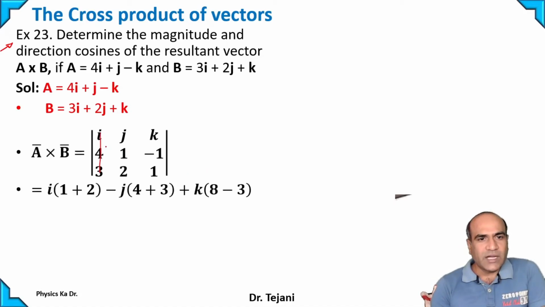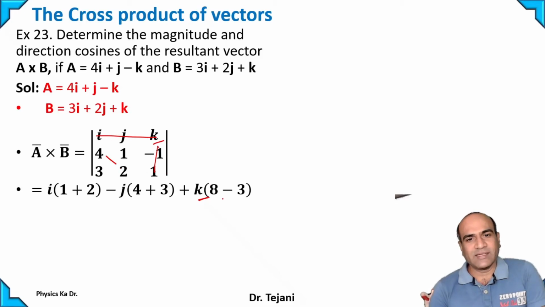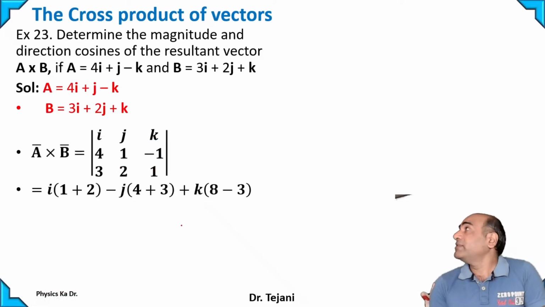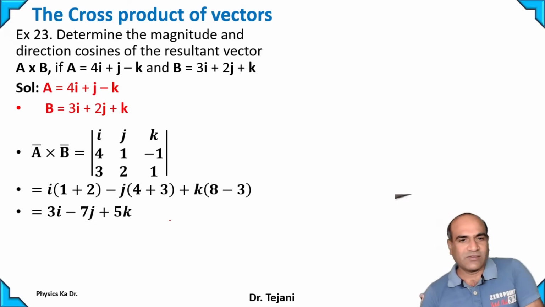For the first i, multiply 1 by 1, minus minus becomes plus, and 2 multiplied by minus 1 becomes 2. Second is minus j, hide this row and column, 4 multiplied by 1 becomes 4, minus minus becomes plus 3, so 4 plus 3. And the last one is k, hide this, 4 multiplied by 2 becomes 8, and minus 3. We may simplify this. So finally we get 3i minus 7j plus 5k.